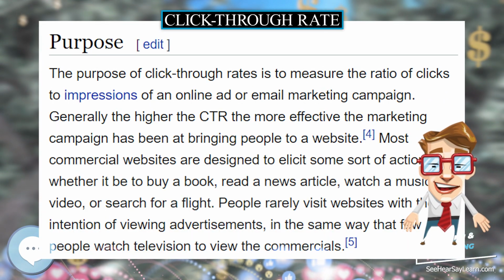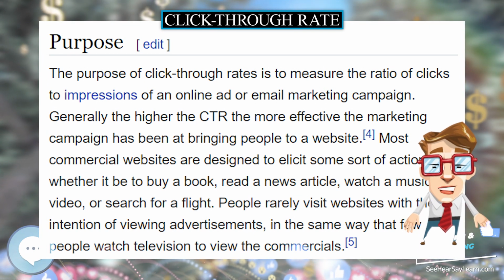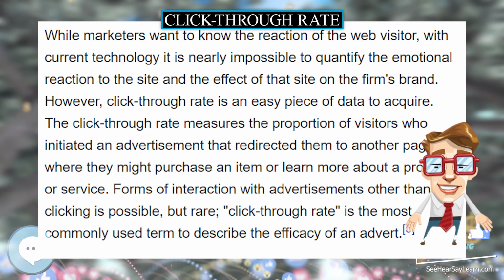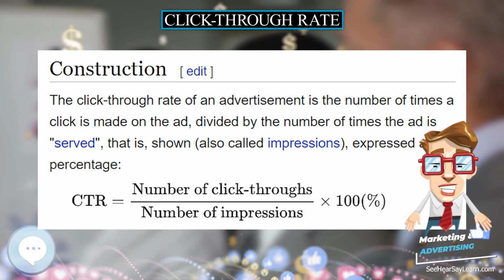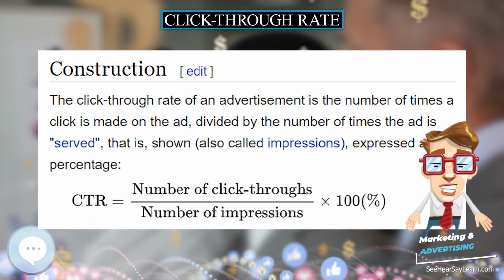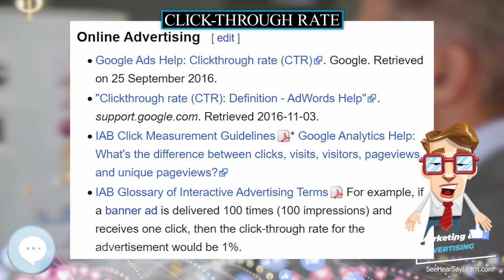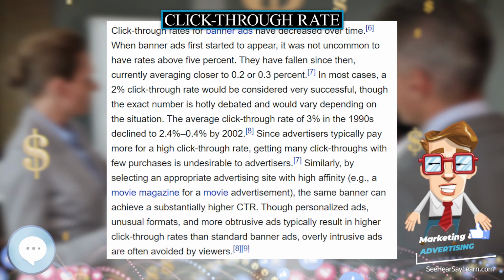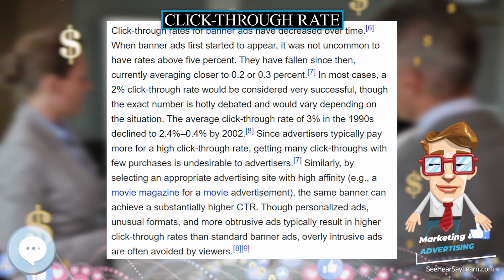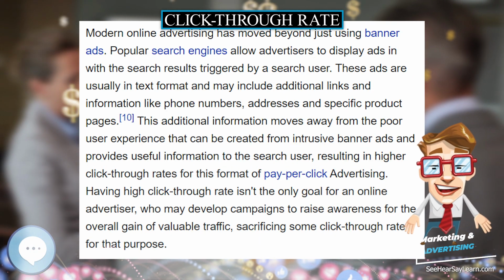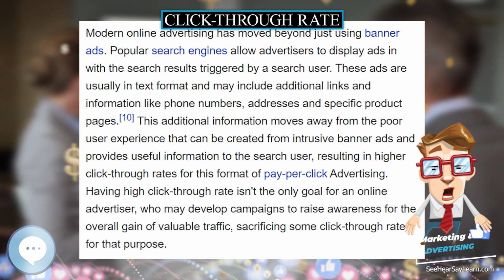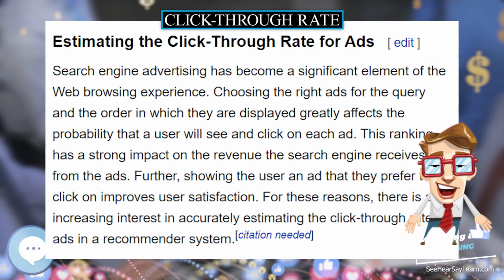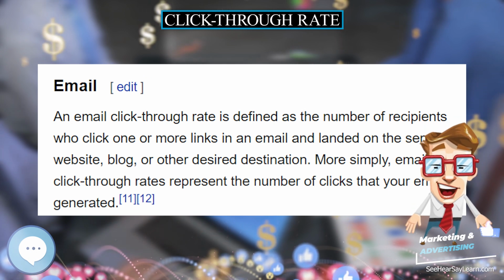Email. An email click-through rate is defined as the number of recipients who click one or more links in an email and land on the sender's website, blog, or other desired destination. More simply, email click-through rates represent the number of clicks that your email generated. Email click-through rate is expressed as a percentage, and calculated by dividing the number of click-throughs by the number of tracked message deliveries. Most email marketers use this metric along with open rate, bounce rate and other metrics, to understand the effectiveness and success of their email campaign.